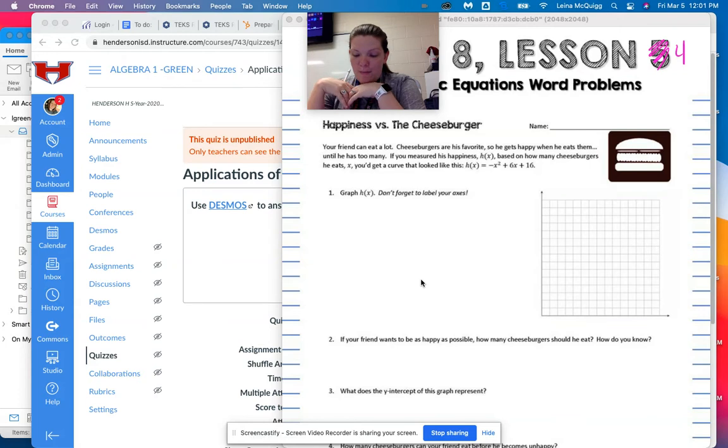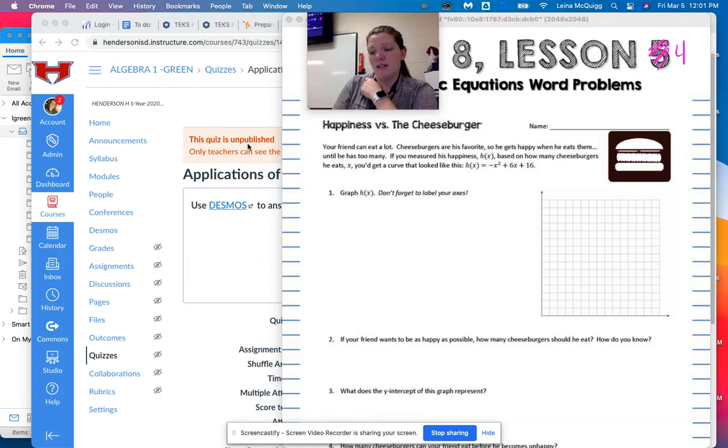If you measured his happiness, h of x, so that's just the name we're giving the equation, based on how many cheeseburgers he eats, x, so x is going to be the number of cheeseburgers, you'd get a curve that looked like this: h of x equals negative x squared plus 6x plus 16. So graph h of x. Don't forget to label your axes.